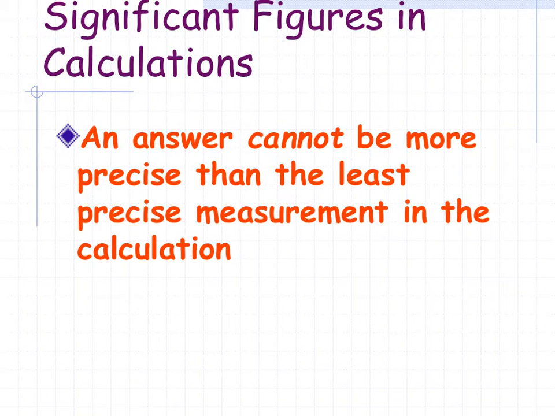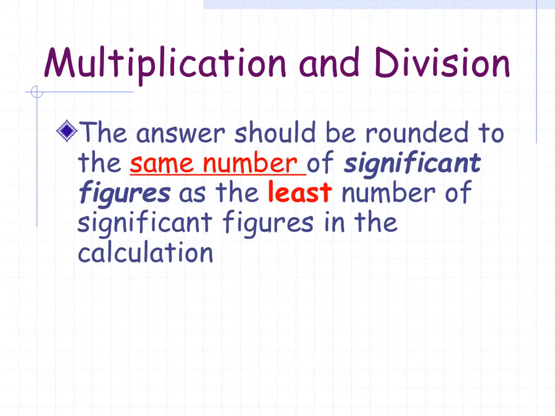When we calculate, we're going to talk a lot about this. It's not going to make a lot of sense now, but your answer cannot be better than your measurements. And we're going to get to that, and I promise it'll make a lot more sense this week, but take a look. When we multiply and divide, the rule is different than addition and subtraction. Your answer has to be rounded to the same number of significant figures as your least precise measurement in the calculation. I would write this down, and then I would write a few examples in your notes.